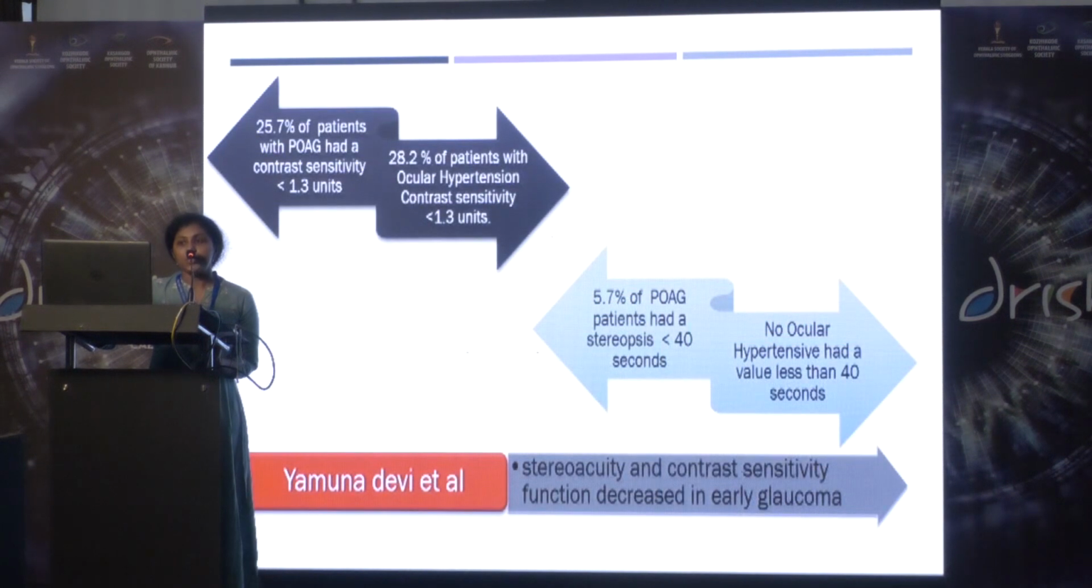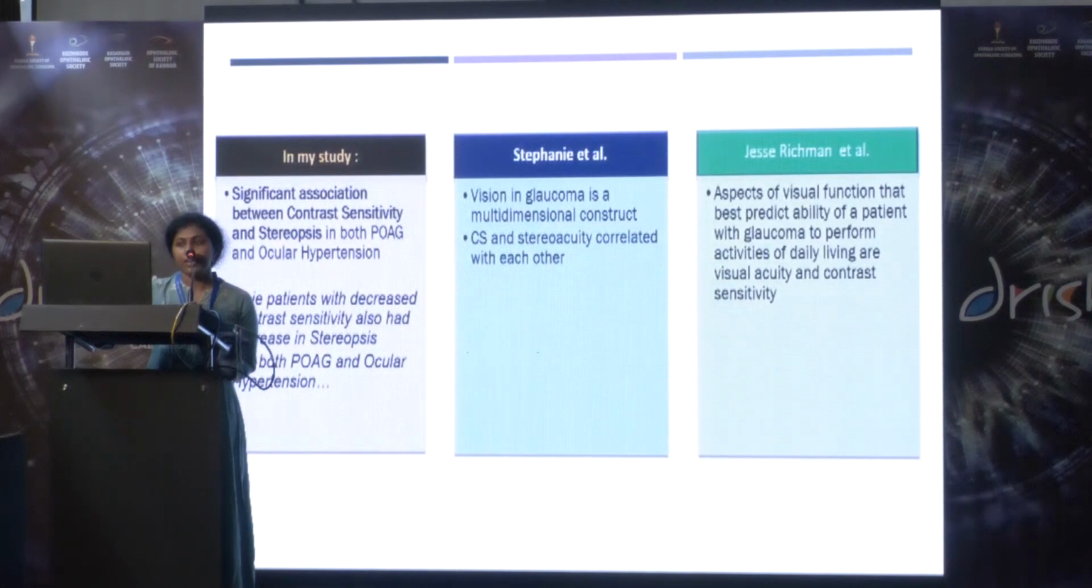In my study, 25.7% of patients with POAG had a contrast sensitivity of less than 1.3 units, and 28.2% of ocular hypertensives had a contrast sensitivity less than 1.3 units. 5.7% of POAG patients had stereopsis less than 40 seconds, and no ocular hypertensive had a value less than 40 seconds. In my study, there was a significant association between contrast sensitivity and stereopsis. That is, patients with decreased contrast sensitivity also had a decrease in stereopsis in both POAG and ocular hypertension.